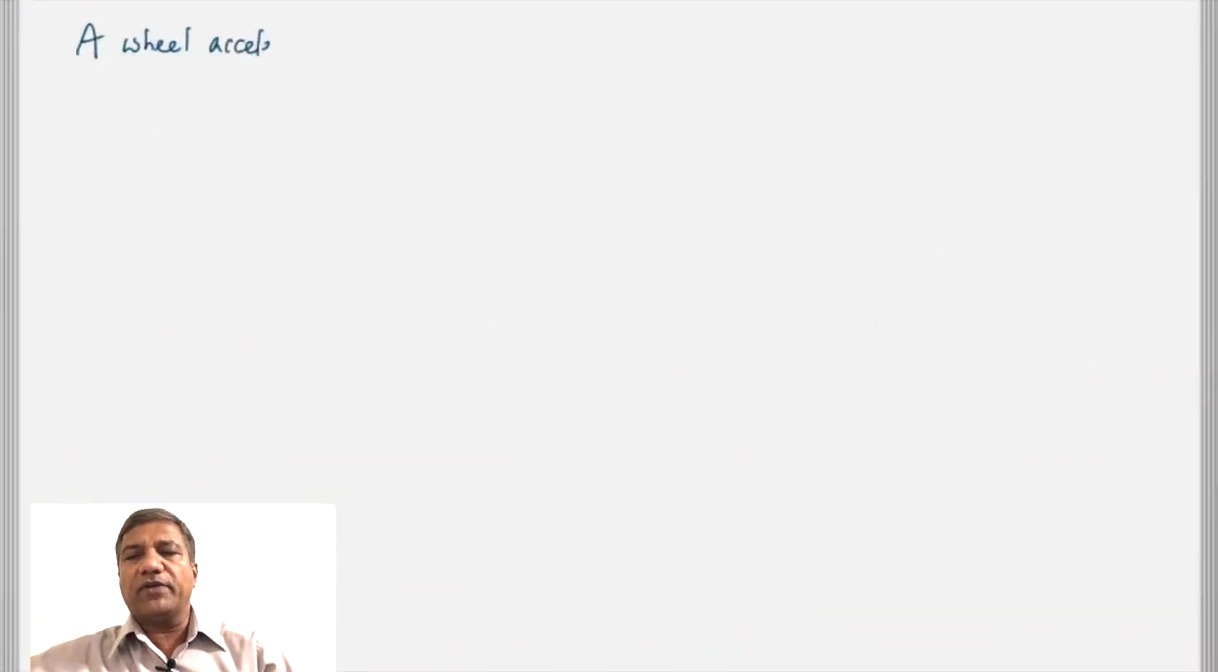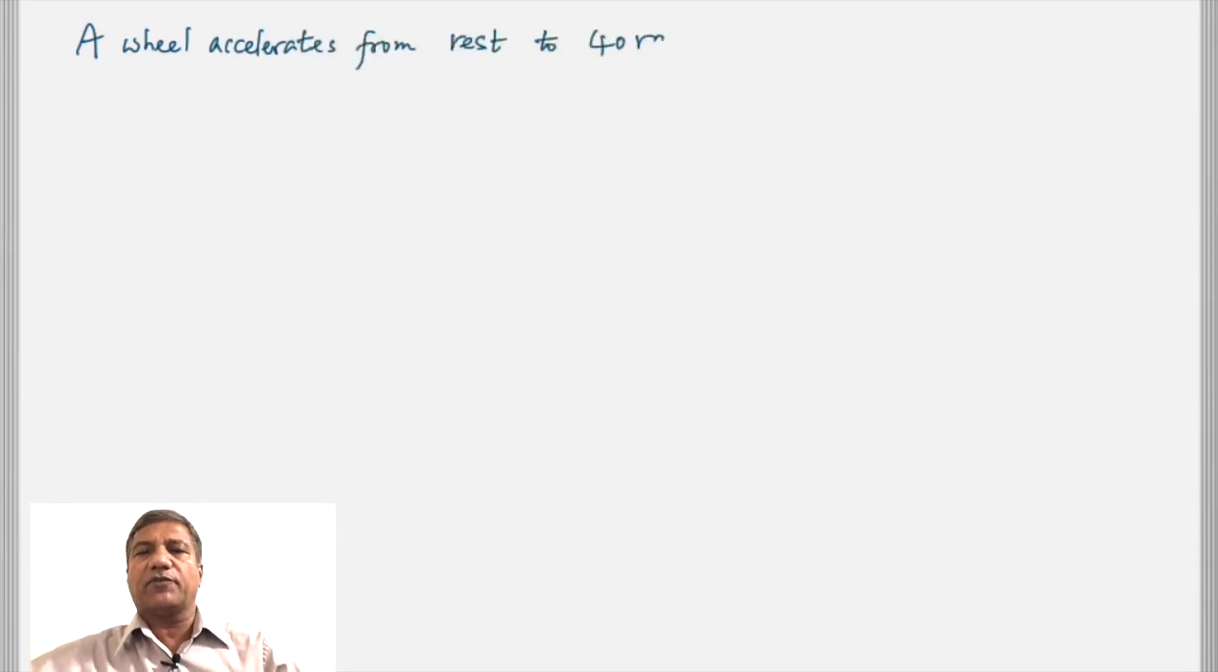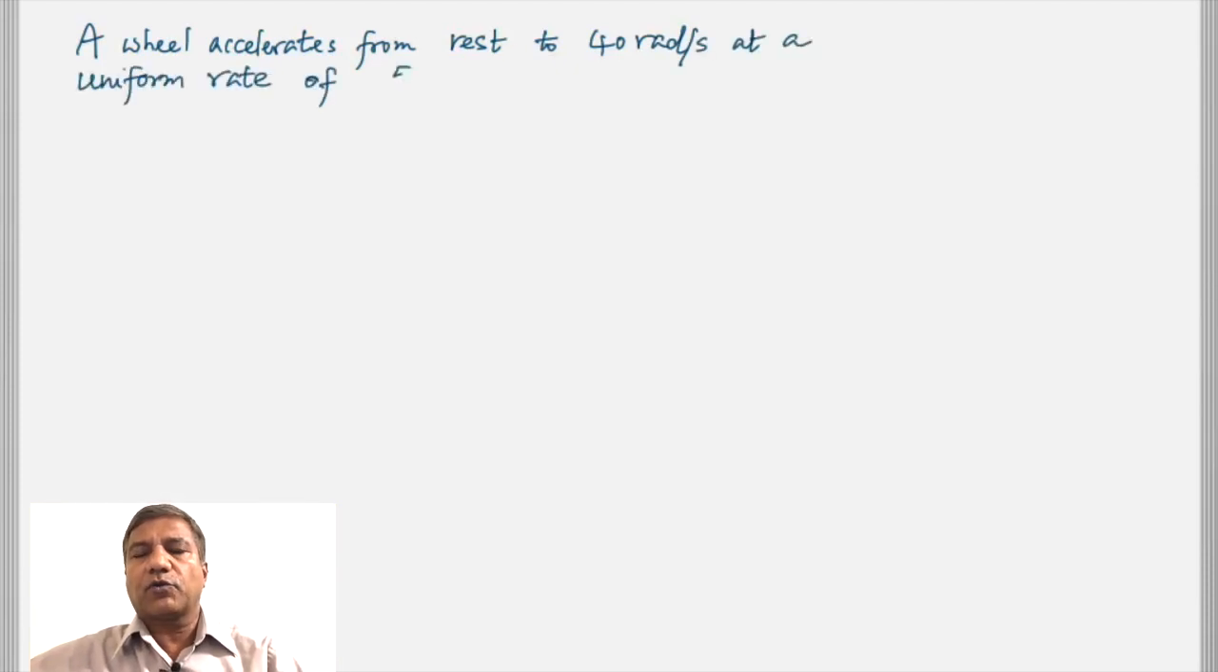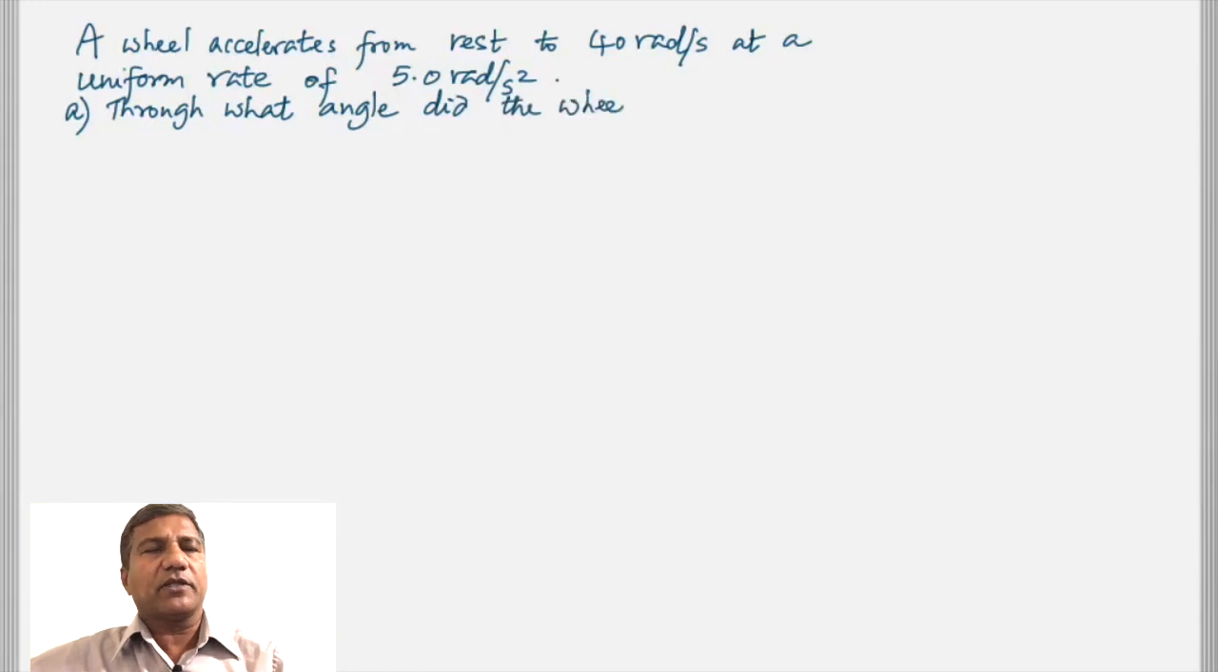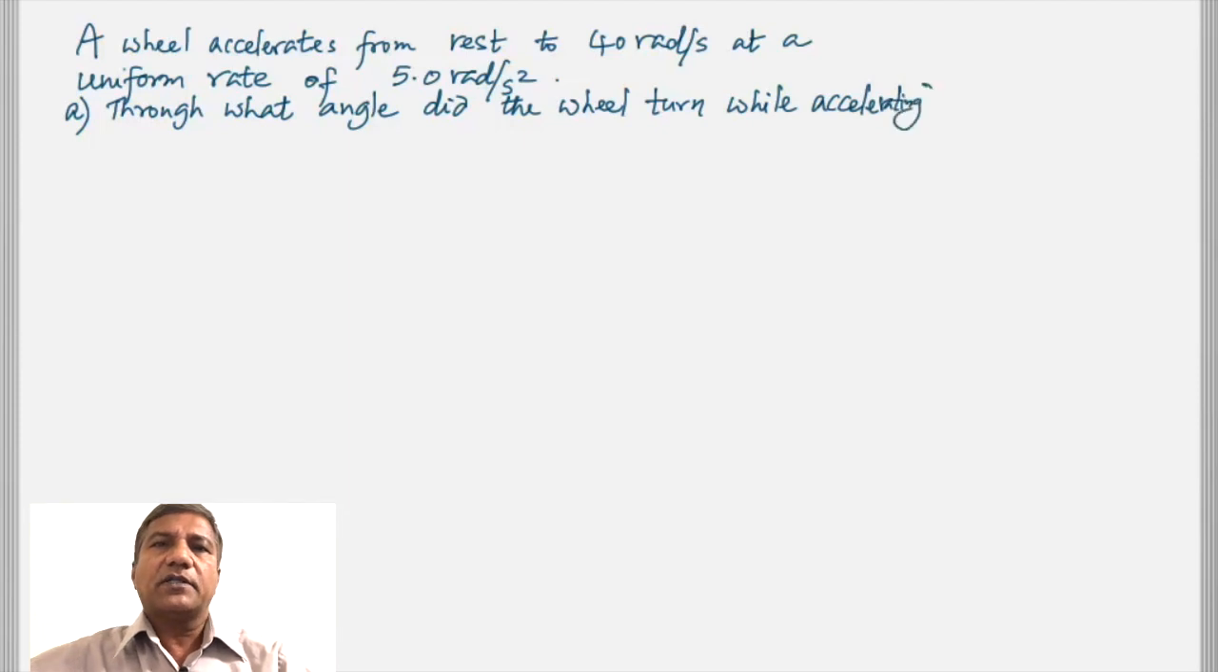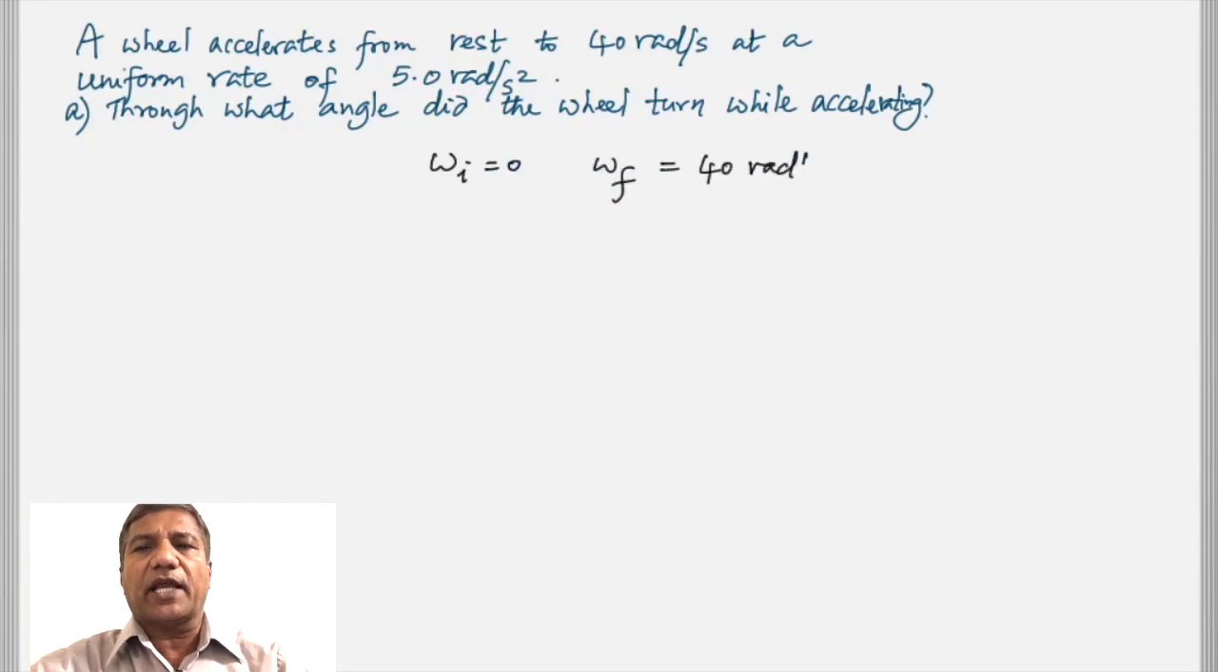Next one, a wheel accelerates from rest to 40 radians per second at a uniform rate of 5.0 radian per second squared. Through what angle did the wheel turn while it was accelerating? So we need to read the question carefully and understand what the given terms are. The wheel accelerates from rest, that means the initial angular speed is 0. The final angular speed is 40 radians per second, and what's given here, it's angular.